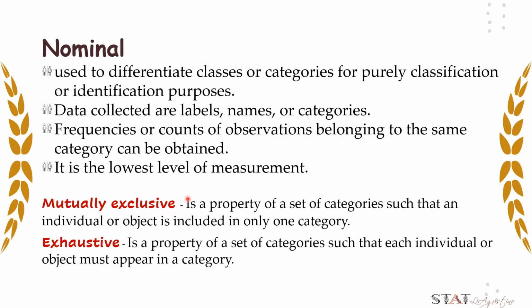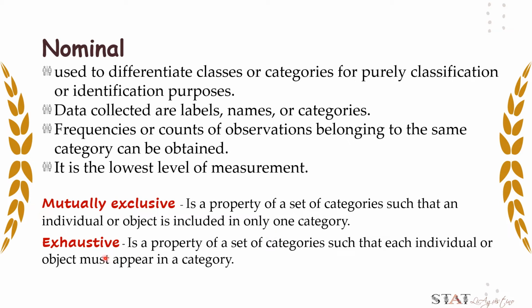So you have to remember the characteristics of the nominal. It is mutually exclusive and exhaustive. When I say mutually exclusive, it is a property of a set of categories such that an individual or object is included in only one category. If I am a female, I can only be in the female category. If I'm already in that group, you cannot find me in another group. So only one category, that is mutually exclusive.